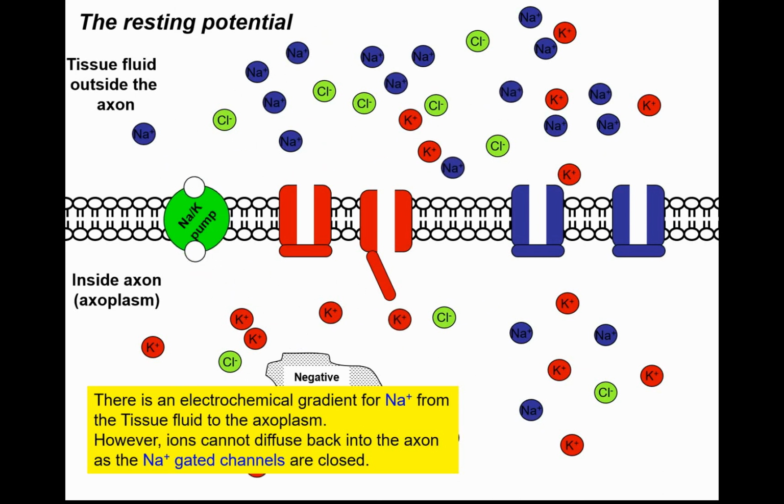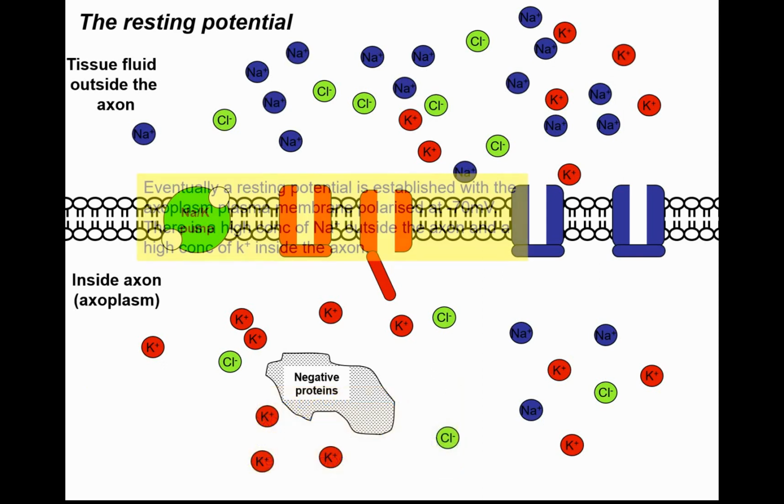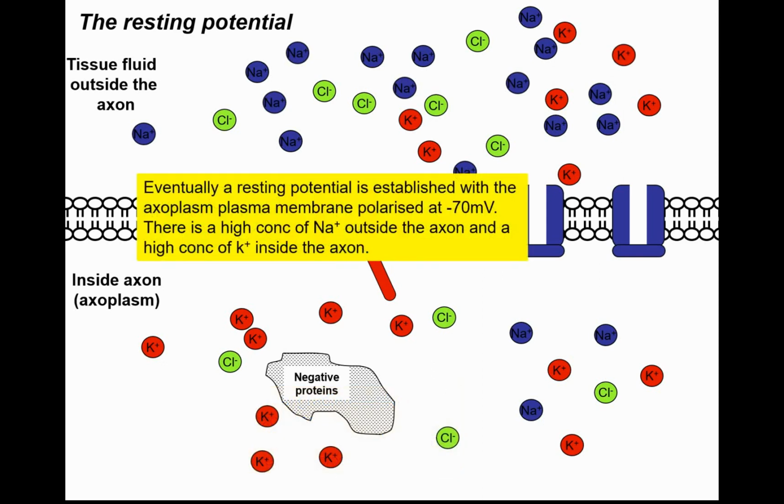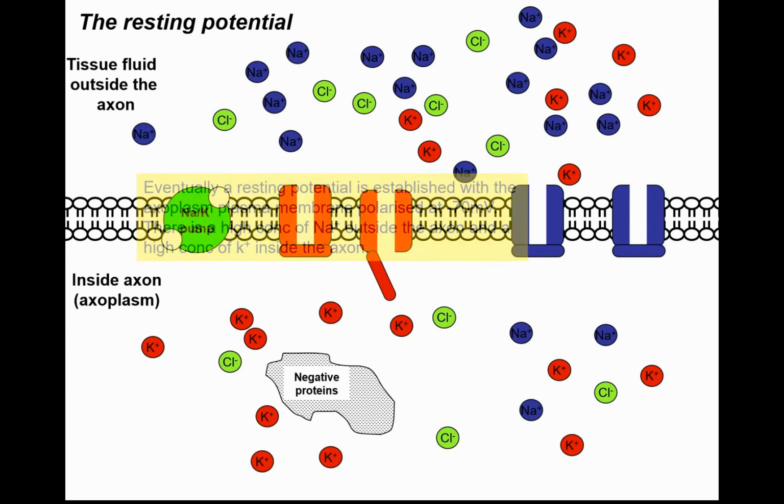Okay, the sodium potassium pump keeps going. Some potassium moves out, but not all the potassium that's pumped in, only some of it. So over time we establish this resting potential with a high concentration of sodium outside and a high concentration of potassium inside, and a negative charge on the inside compared to outside, and this is the resting potential. It is a voltage. All right, so those are your key ideas.